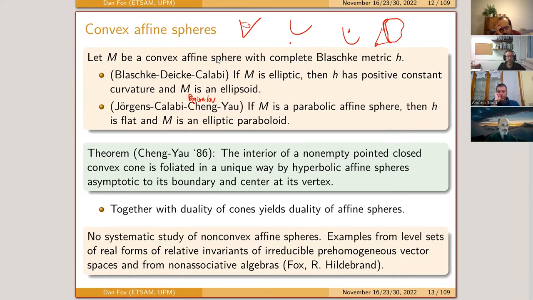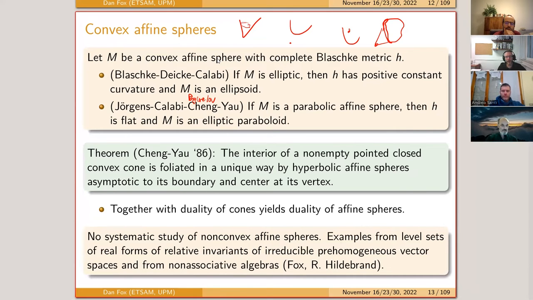I just remarked that the conjugacy of AH structures reflects the duality of affine spheres. It's a generalization of the duality of affine spheres that comes from the duality of cones. If I have a cone, I have a dual cone in the dual vector space, and there are affine spheres asymptotic to each of them, and they're somehow dual, and they somehow induce conjugate AH structures.